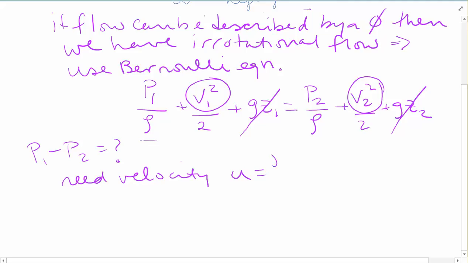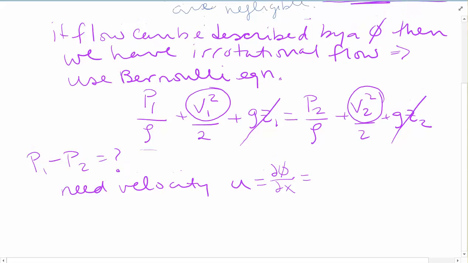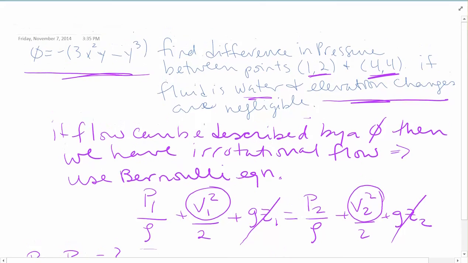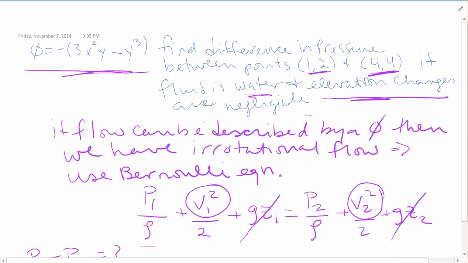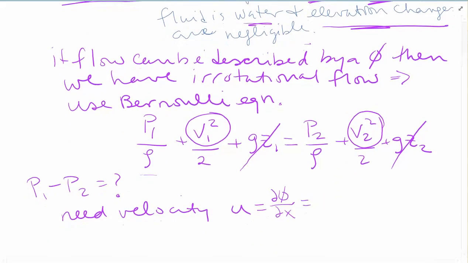We know that u, which is the x component of velocity, is equal to the partial of phi with respect to x. Now if we look back up at phi, if we take the partial of this equation with respect to x, we end up getting negative 6xy. We'll use that in just a second.